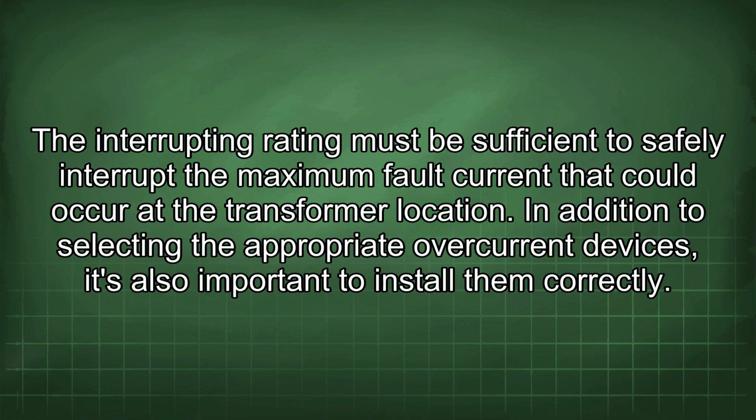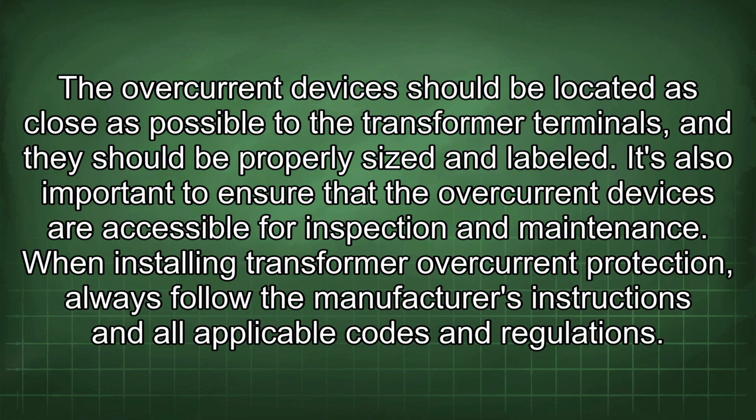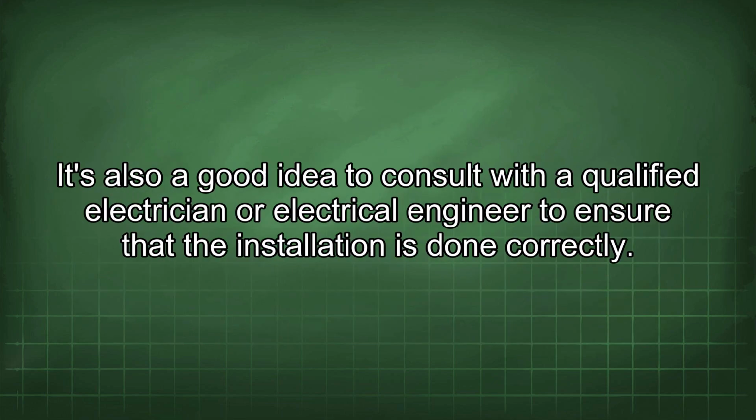In addition to selecting the appropriate overcurrent devices, it's also important to install them correctly. The overcurrent devices should be located as close as possible to the transformer terminals, and they should be properly sized and labeled. It's also important to ensure that the overcurrent devices are accessible for inspection and maintenance. When installing transformer overcurrent protection, always follow the manufacturer's instructions and all applicable codes and regulations. It's also a good idea to consult with a qualified electrician or electrical engineer to ensure that the installation is done correctly.